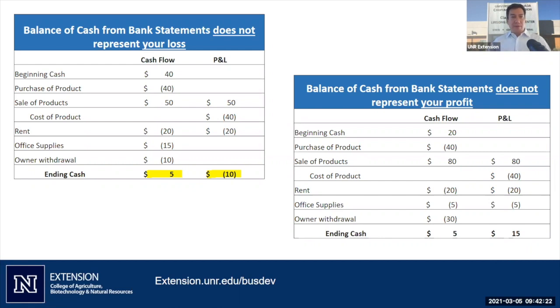$15 in profit means that you're going to have to pay taxes on that. So you have to be prepared from a cash flow perspective to pay those taxes. And we're talking about only $15.